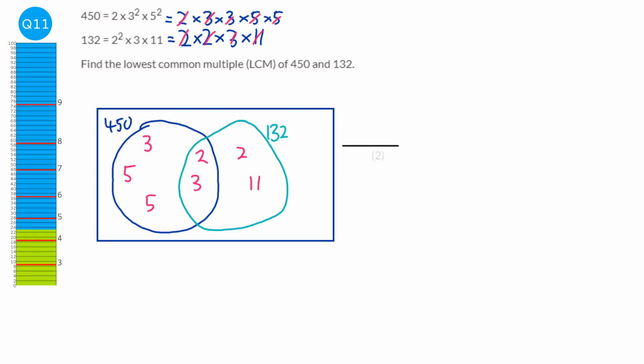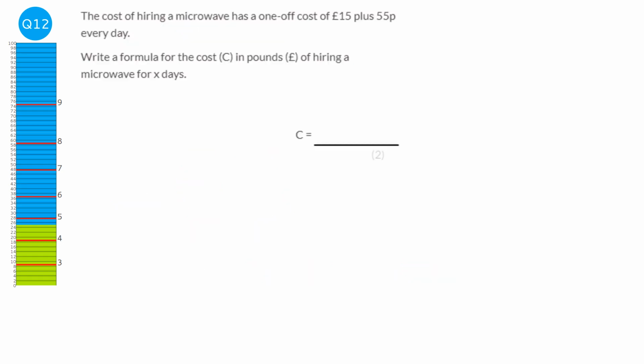Now to find the lowest common multiple, what you do is you just multiply all these numbers together and that will give you the lowest common multiple. So what we're going to do is we're going to do 3 times 5 times 5, which are the numbers on the left, times 2 times 3, which are the numbers in the middle, times 2 times 11. And when we do that, we get 9,900. And that's it. So our answer is 9,900.